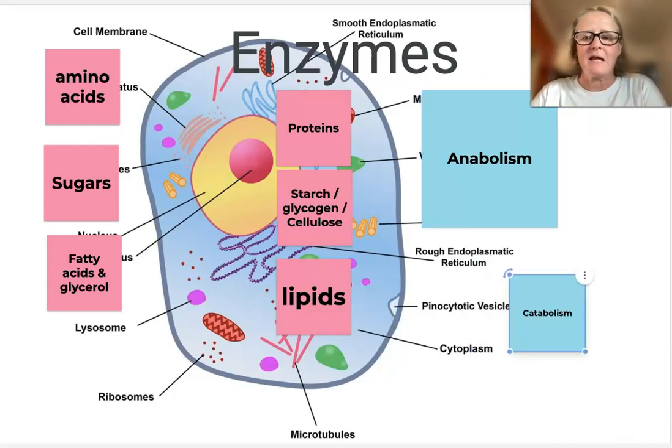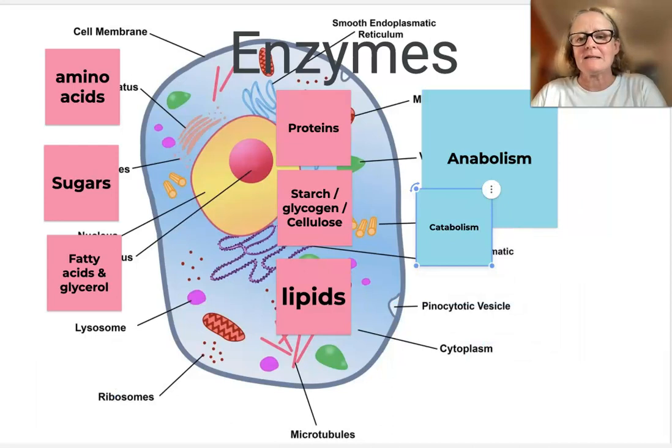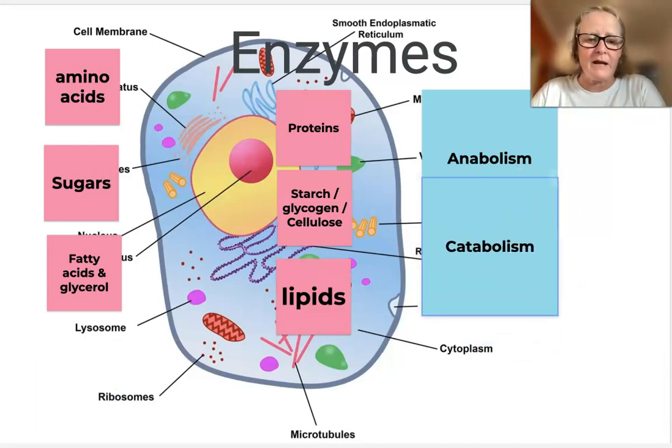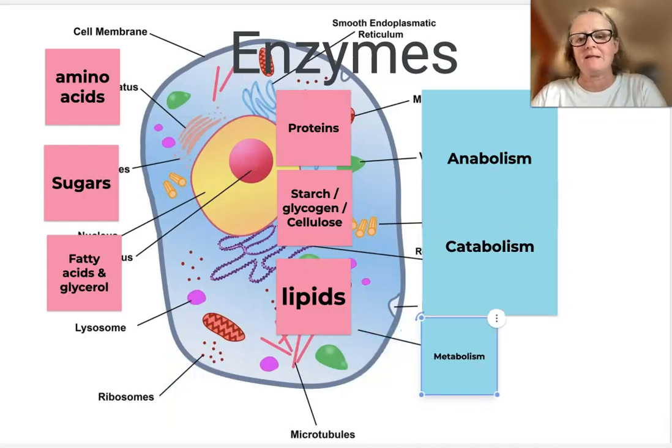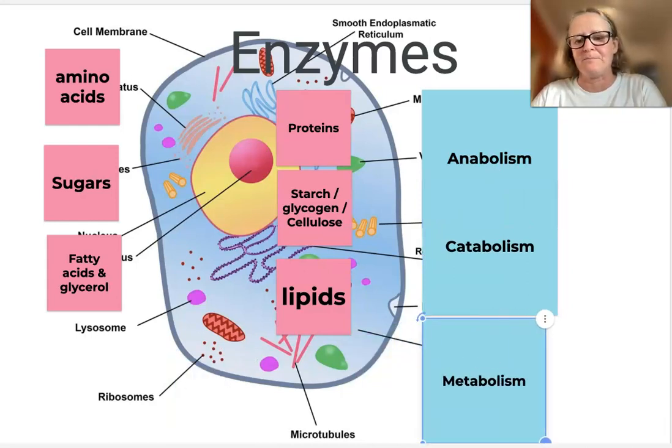So when you take anabolism and catabolism together, you end up with all the reactions in the body, and that is what we call metabolism. So enzymes are involved in absolutely every single reaction that takes place in your body. Every single part of your metabolic pathways or metabolism is controlled by enzymes.